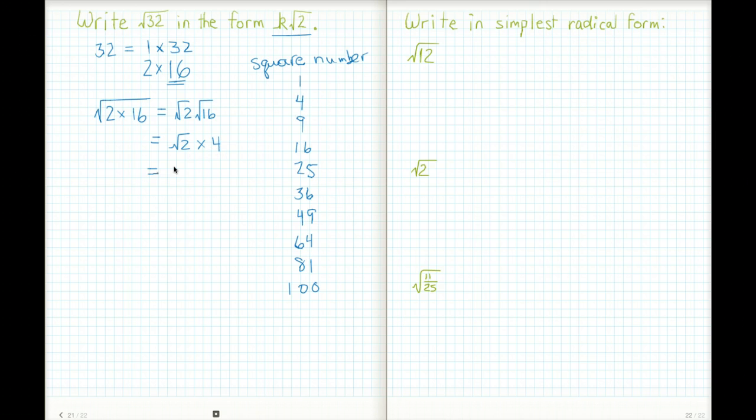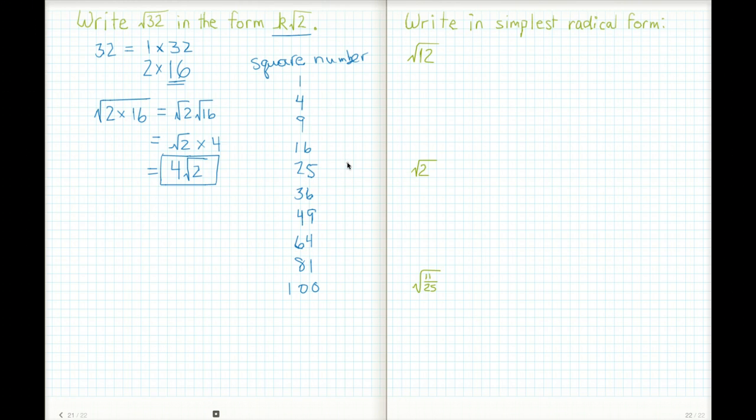Now to write this in proper format, we always put the whole number or the integer first, and we put the radical bit, the root bit, second. So now I have it in this form where k is equal to 4, and there's the radical 2 that I had wanted. So that's your final answer in these kinds of questions. That's enough to finish B.1.